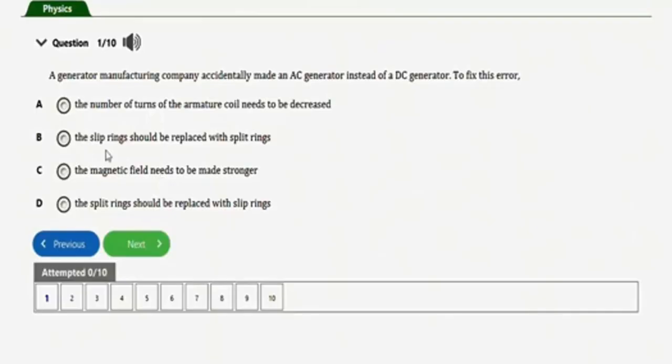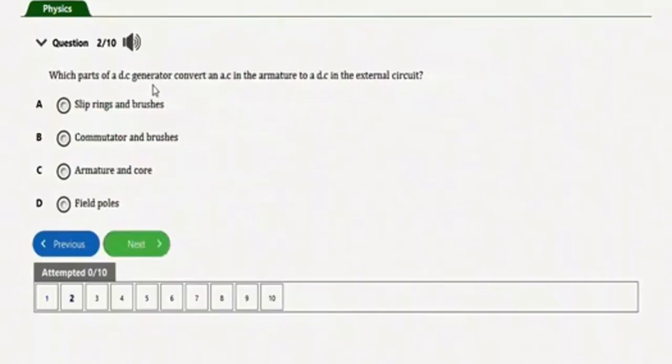Oftentimes I have seen it repeated. The next question will be this one. It says which parts of a DC generator convert an AC in the armature to a DC in the external circuit. We have slip rings and brushes, commutator and brushes, armature and core, field poles. So the right option is option B, which is commutator and brushes.